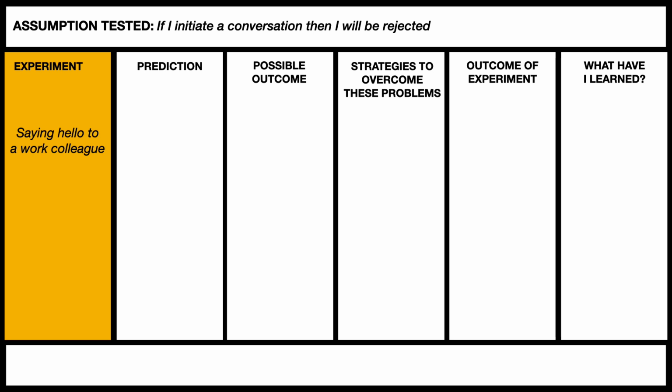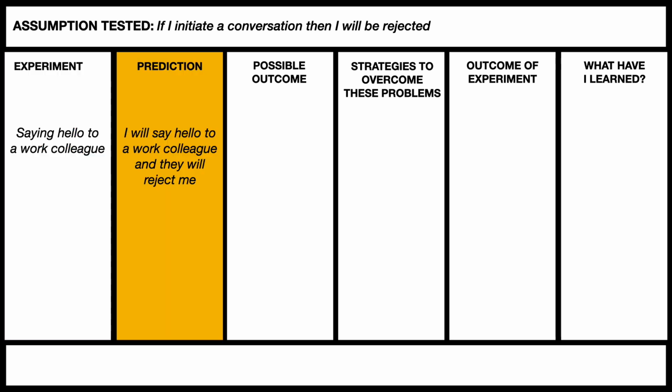One advantage of slowly progressing from easier to more difficult is that Chris can build his coping skills and confidence along the way. By the time he gets to the hardest steps, they may not be as anxiety-provoking as they once were. Chris starts with the experiment saying hello to a colleague. Before starting the behavioural experiment, Chris makes a prediction of what will happen if the underlying assumption is correct. He writes down the following: I will say hello to a colleague and they will reject me.